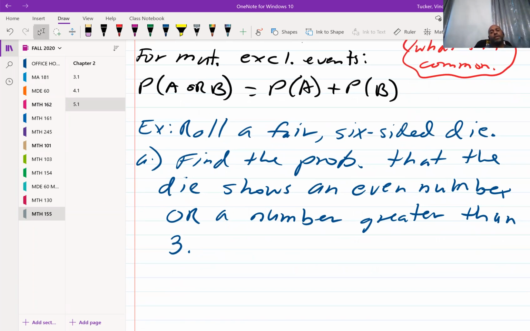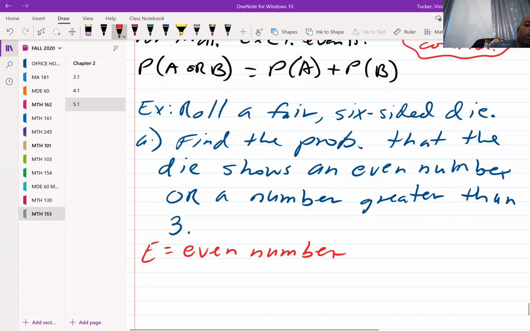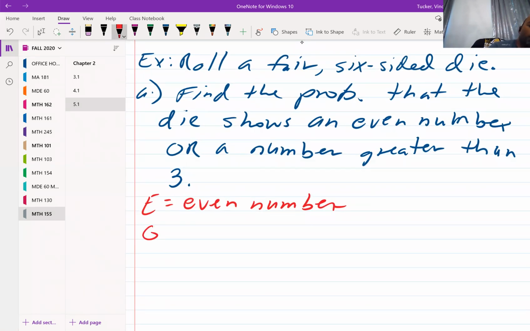All right, so we have 2 events here. We have an even number and a number greater than 3. So I'm going to call E even number, and we'll call G greater than 3.